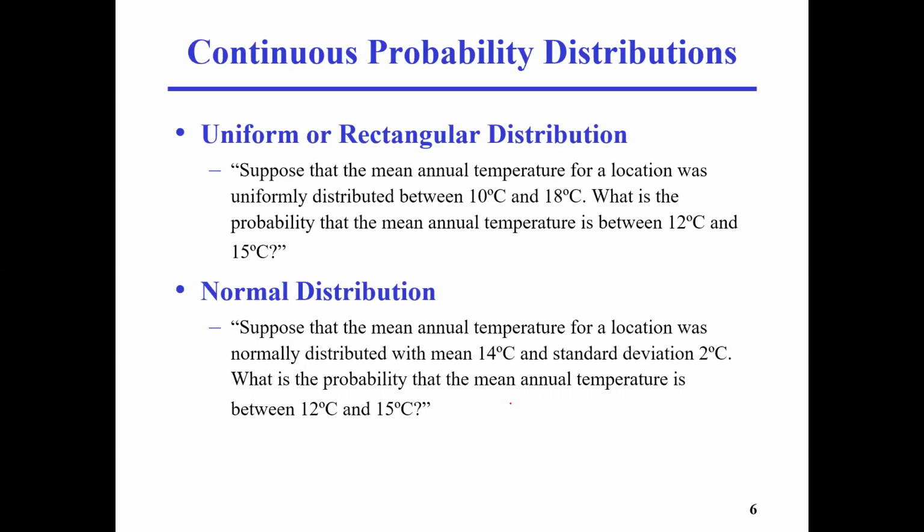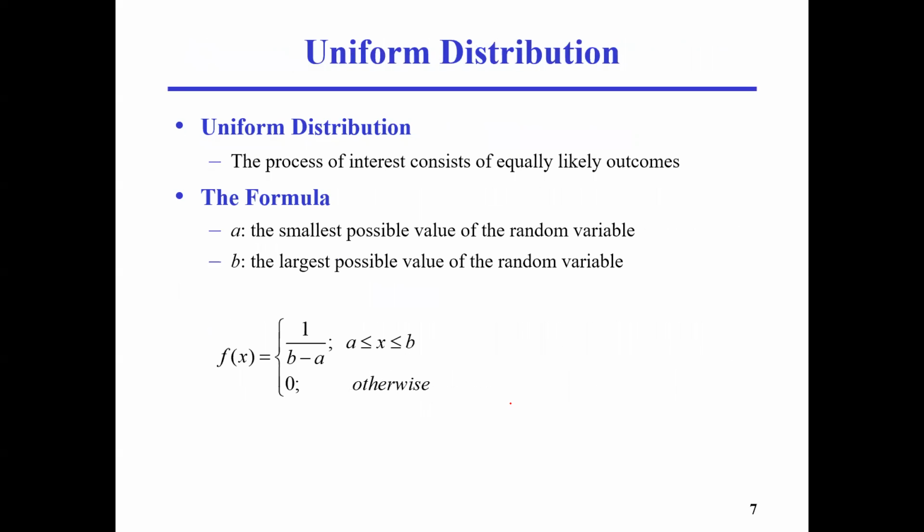But before that, let's talk about the relatively more straightforward one, uniform distribution. So the process of interest consists of equally likely outcomes. What's the formula? Of course, we still have A and B. A is the smallest possible value of the random variable. B is for the largest possible value of the random variable. And f(x), the PDF, is like this.